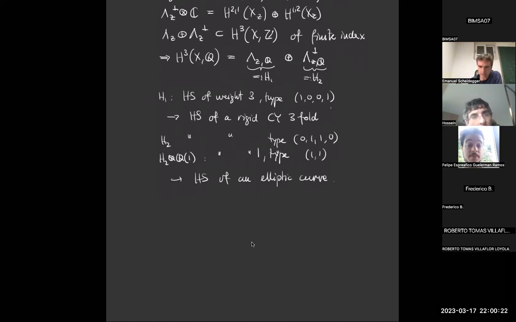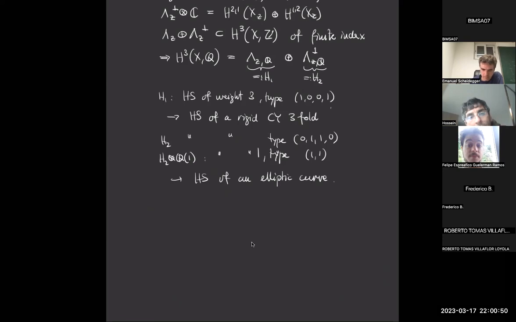So at these attractor points, one can characterize them differently from a Hodge theoretic point of view. Namely, at these attractor points, we have a splitting of the Hodge structure into the Hodge structure of a rigid Calabi Yau threefold and the Hodge structure of an elliptic curve. Now, especially the elliptic curve, but also the rigid Calabi Yau threefold, they ring a bell, namely modularity.